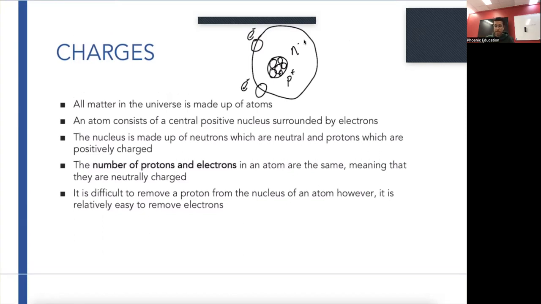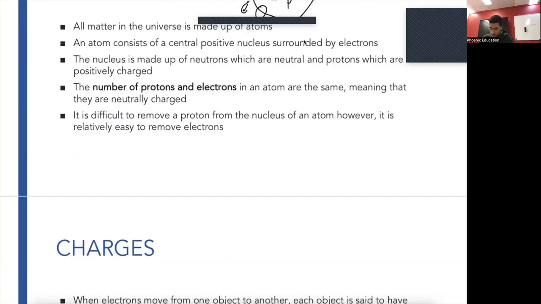And since the amount of electrons is the same as the amount of protons, and the protons and electrons have the same amount of charge, the atom itself will have a neutral charge, okay? So the atom itself won't be charged. It's only when we start removing electrons or adding electrons will the atom gain a certain type of charge, okay?